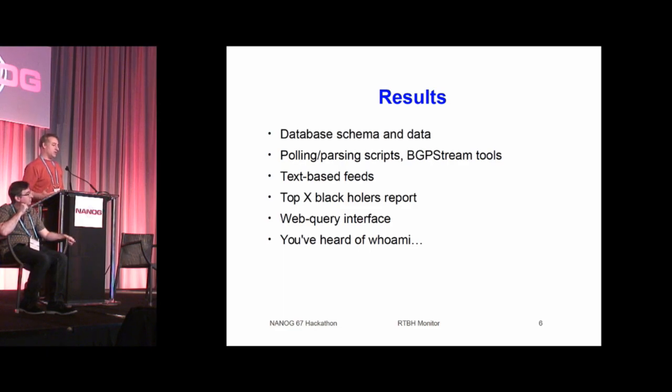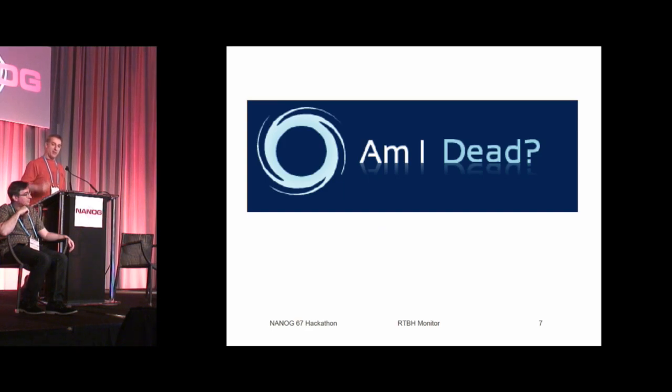We can create text-based feeds and top 10 reports, and we built a web interface. A couple of people on the team were thinking of using this data not just as insight and a curiosity, but to build something they could use on behalf of their customers when a customer calls about whether a website is down, or why they can't get to something, or why traffic is not being delivered to them. Many of you have heard of the whoami command on Unix, so we came up with an amidead command for our black hole route server, so you could check to see if something is actually being black holed somewhere on the internet or not.